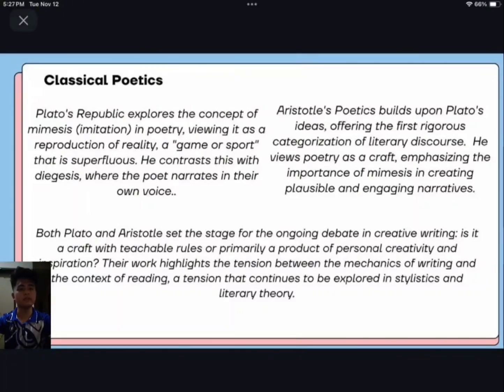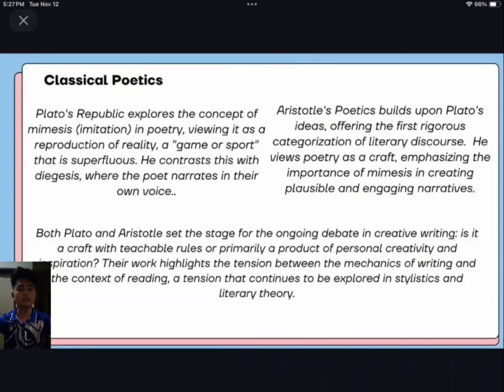Next is classical poetics. On the first paragraph, they introduce Plato's point of view on poetry as mimesis or imitation. Plato saw poetry as a reproduction of reality, which he also called a game rather than a serious art form. He contrasted this with diegesis, where the poet narrates directly.